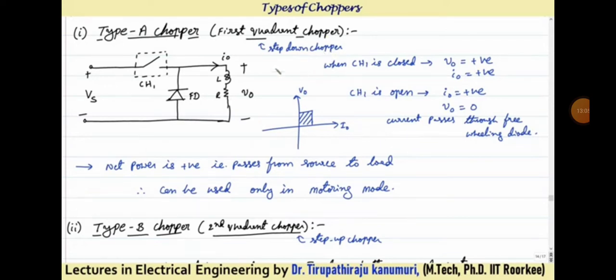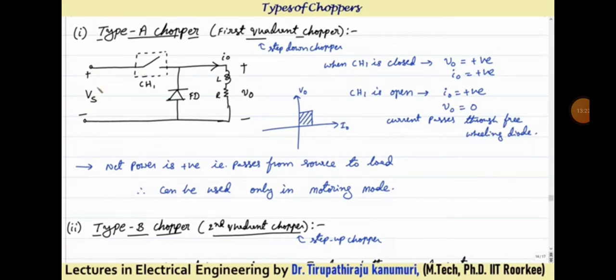Why is it called the first quadrant chopper? The reason is that if you take the average value of the output current I0 and the average value of the output voltage V0, you will observe that both are positive in this case. That's why it is called the first quadrant chopper. The basic circuit diagram will be similar to this one.